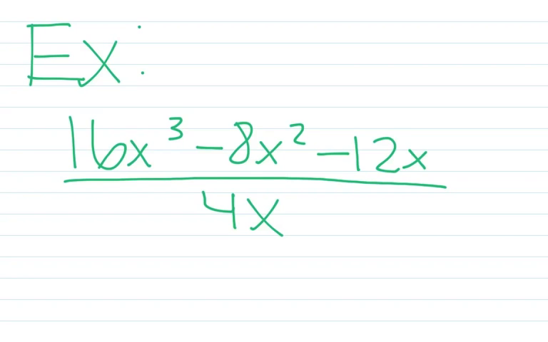So we have two problems that we are going to solve, and this is going to be our very first one. And the problem is 16x cubed minus 8x squared minus 12x over 4x.